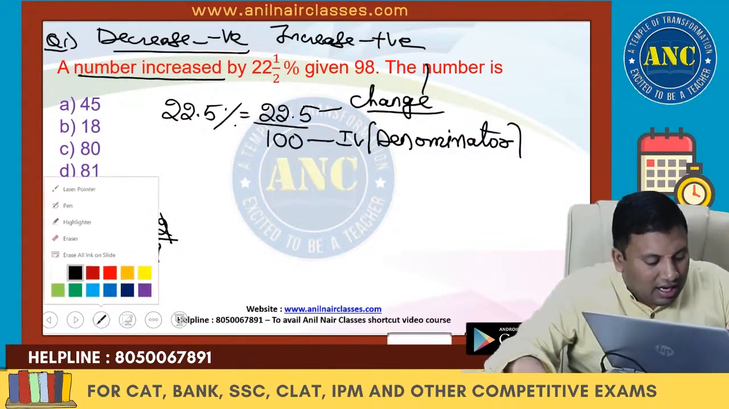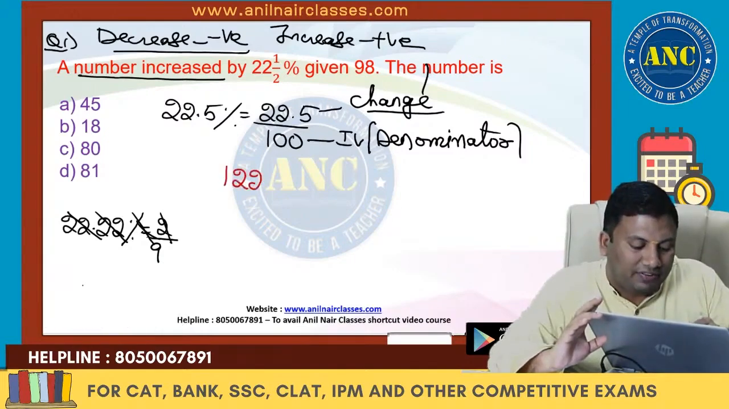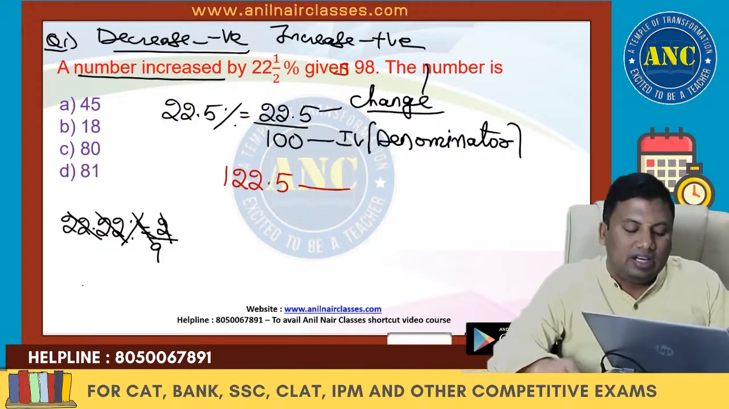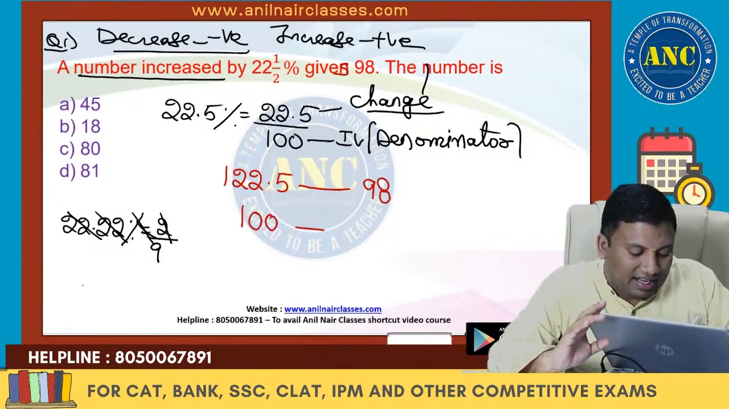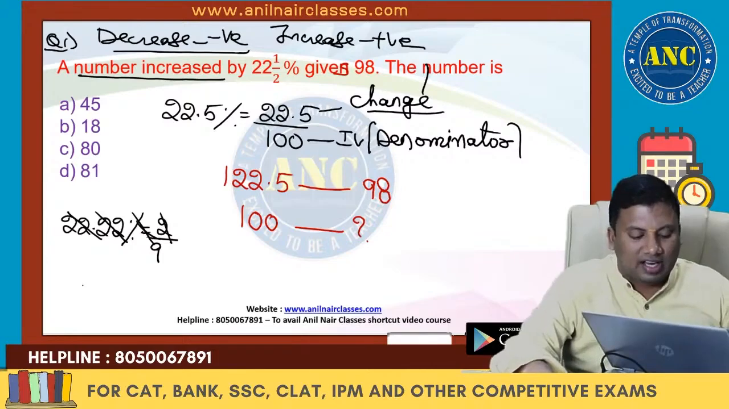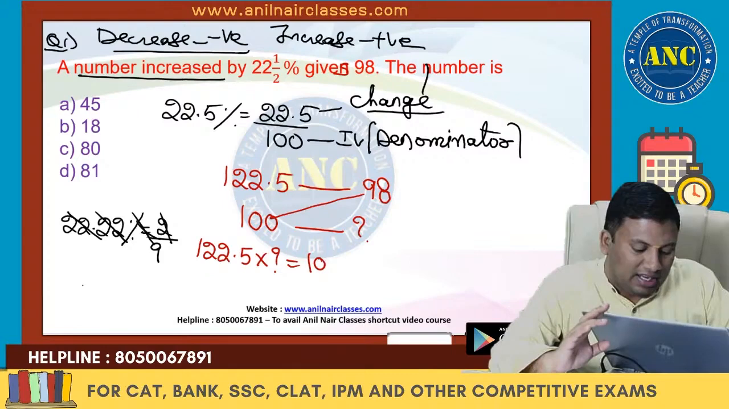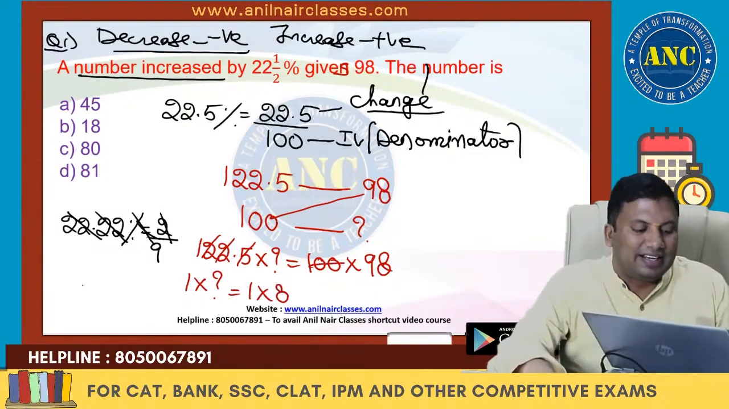Now see here how I am solving the question. 100 increased by 22.5 gives 122.5, and 122.5 is giving 98. 100 will give how much? The initial value is 100 only, right? Cross multiplication: 122.5 into question mark is 100 into 98. 5 plus 2 plus 2 is 9, so 1 into question mark equivalent to 1 into 98, which is 8.